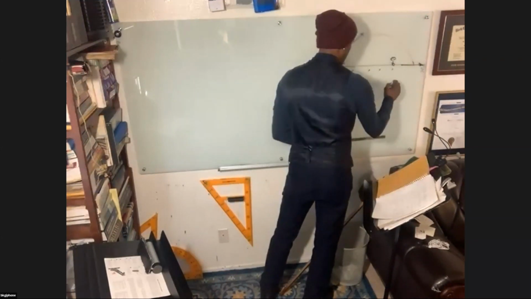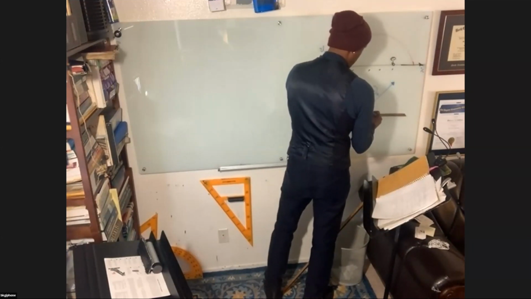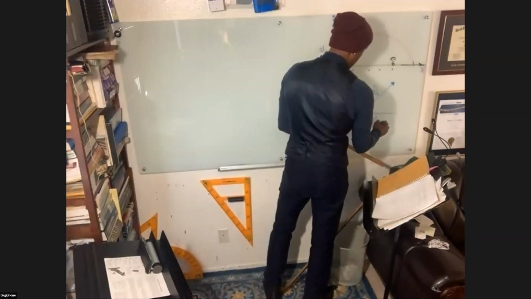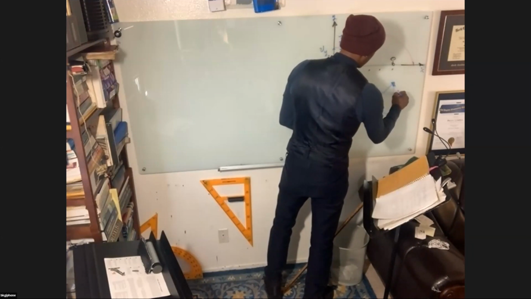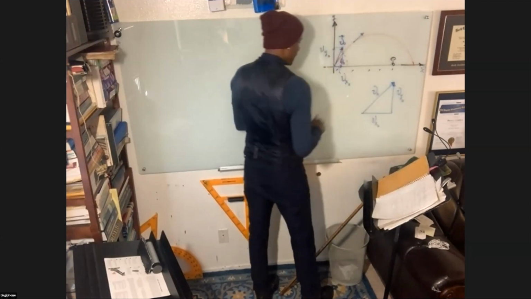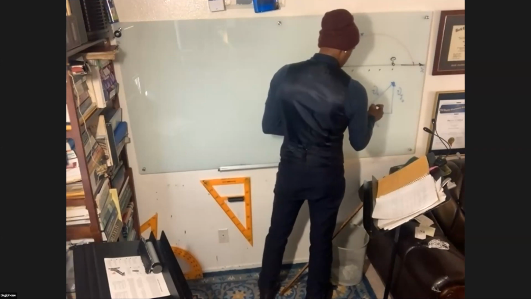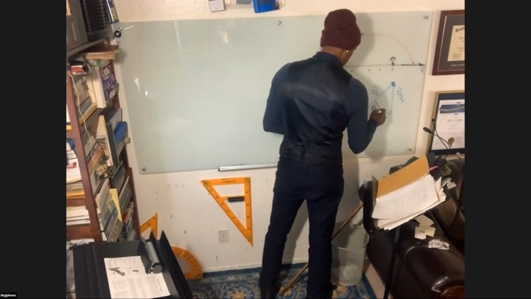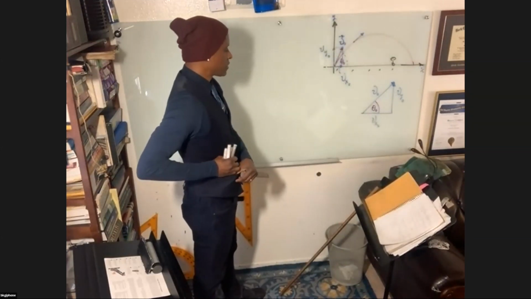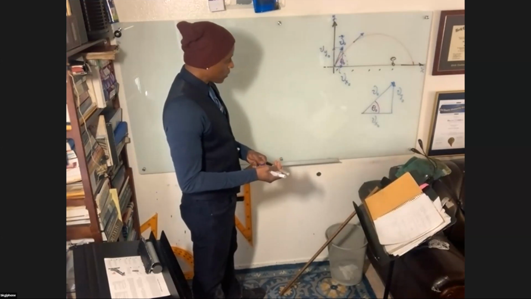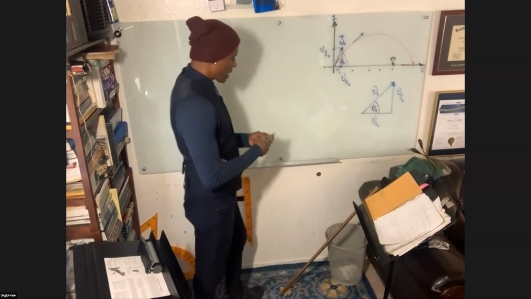I'm going to blow it up so we can play with it down here. This guy is V naught. This guy is Vx naught. And this guy is Vy naught. And the angle theta naught is here. So using my trigonometric relationships, I can write Vx naught and Vy naught in terms of the initial velocity V naught and the initial angle, theta naught.